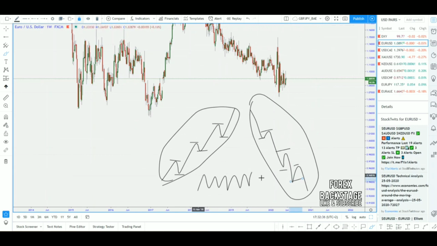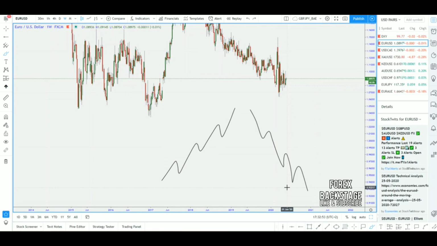Again, we've got a ranging market. The market is just moving sideways. It doesn't really have a specific direction that it is following. So these are the types of markets that we have. We've got three types: a bullish market, a bearish market, and a sideways market. The market keeps on moving up and down, as you can see.